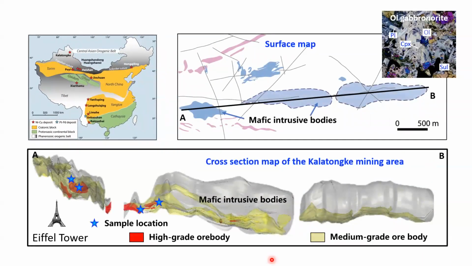Weibo gave a nice talk yesterday on the Kalatongke deposit. I just want to mention that the rock type I use is mainly olivine gabbro. The next important thing I want to show is the size of the intrusion. This is the Eiffel Tower here. This intrusion is definitely much smaller than a layered intrusion, but compared to the Eiffel Tower, it's not that small. Sorry, I think it's not moving.